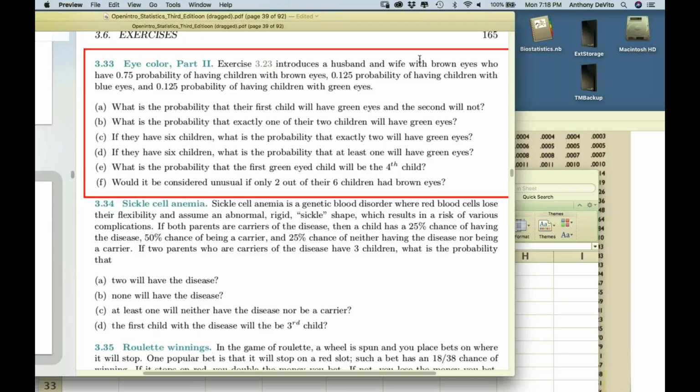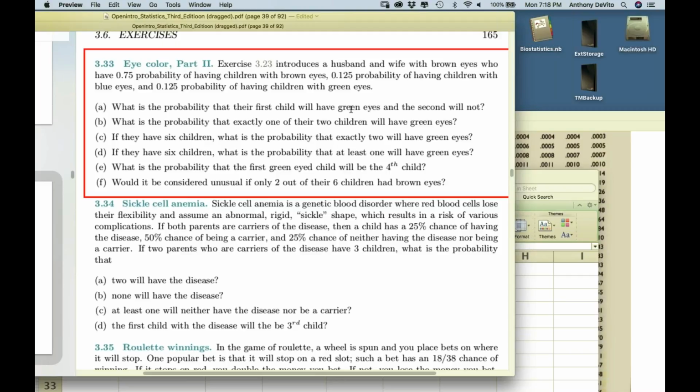We have a husband and a wife with brown eyes who have a 75% probability of having children with brown eyes, a 12.5% probability of having children with blue eyes, and a 12.5% probability of having children with green eyes. If you add them all together, that's all the probabilities that we can have. What is the probability that their first child will have green eyes and the second one will not?